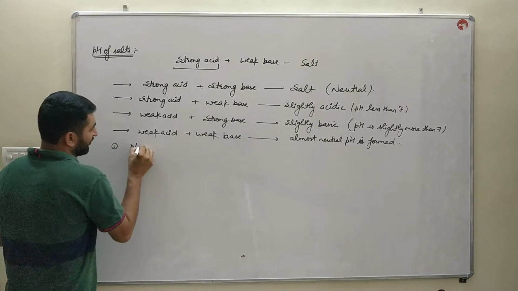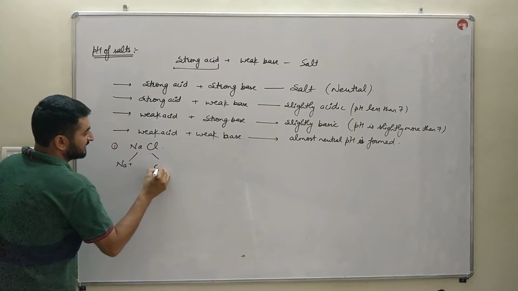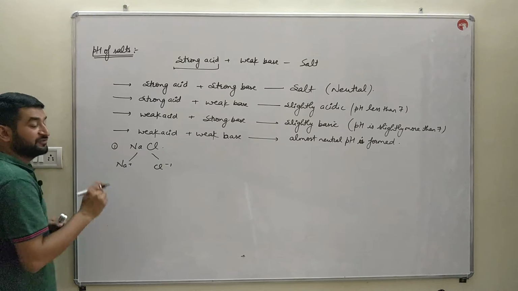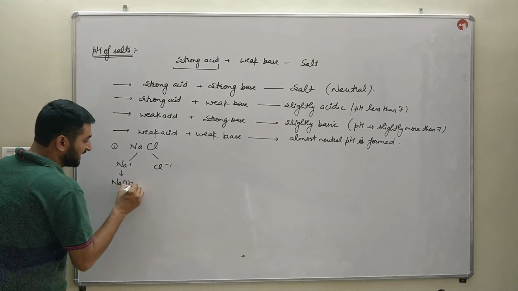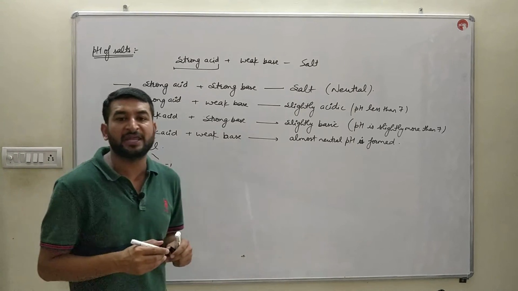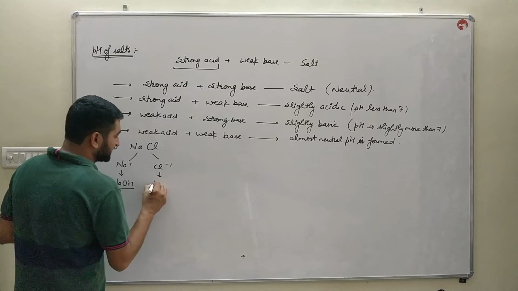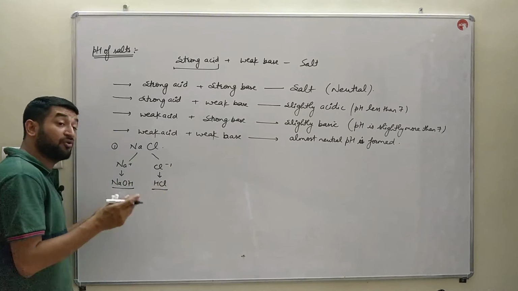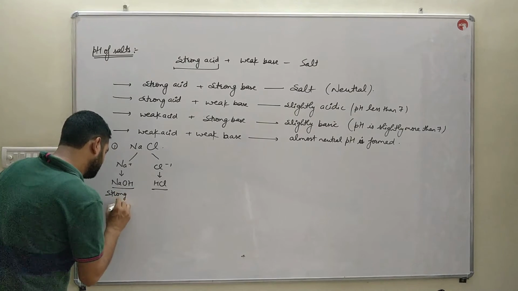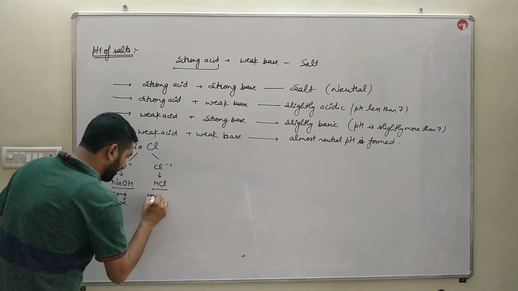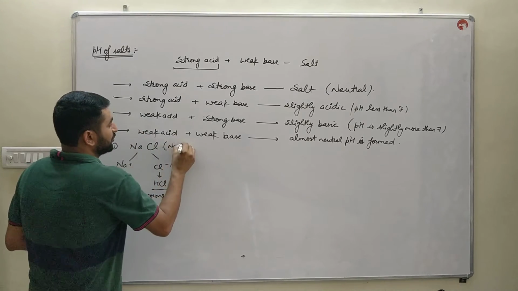As we discussed already, NaCl, Na positive and Cl negative. With the positive charge ion we place hydroxide and we get the base. Hydroxide ion. So NaOH is a base, which is a strong base. And with the negative charge, hydrogen, so HCl, which is a strong acid. So strong base and strong acid, the salt would be neutral.